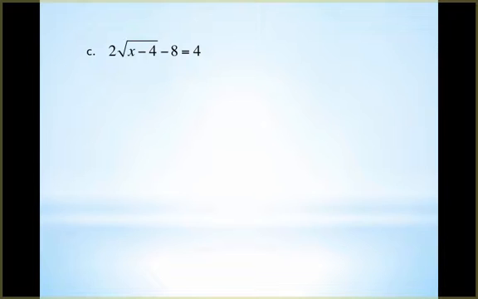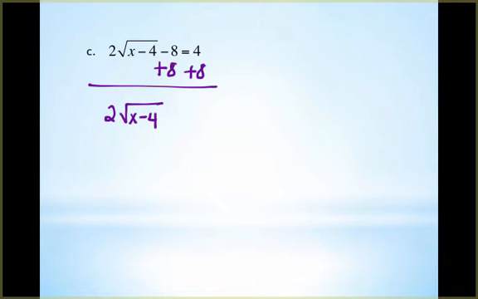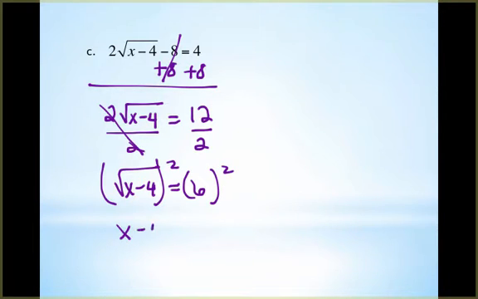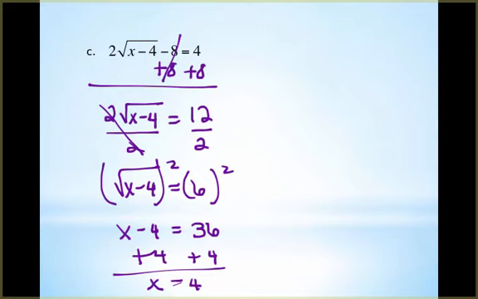In this problem, we need to isolate the square root first. So let's start by adding 8 to both sides. Just like if we were solving a regular equation, we want to get rid of anything added or subtracted first. Those will cancel, and we'll get 12. Then I need to divide by 2 and get the square root of x minus 4 equals 6. Now I need to square both sides to eliminate the square root and get x minus 4 equals 36, and then add 4, and x is 40.